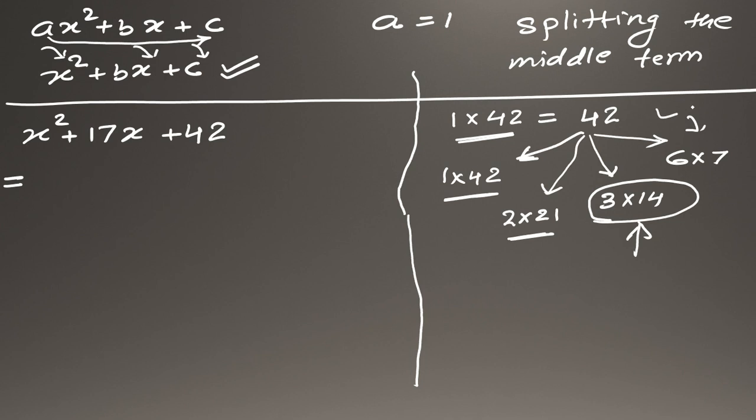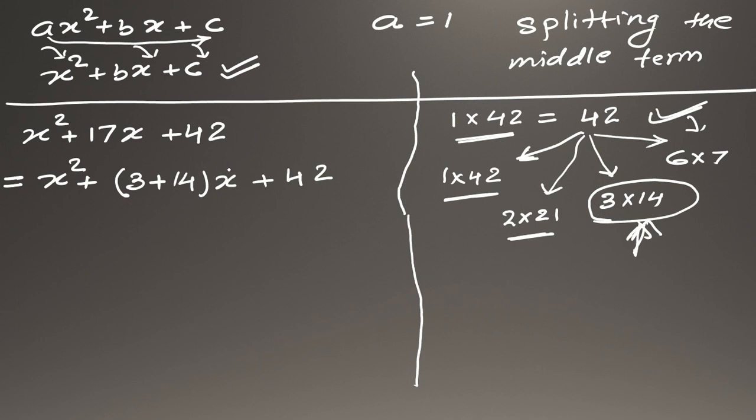See, this is the fair part. This is not the rough work. This will be in the proper method. So x square plus 17x. What have we taken for 17? 3 and 14. So it will be x square plus (3 plus 14)x plus 42.